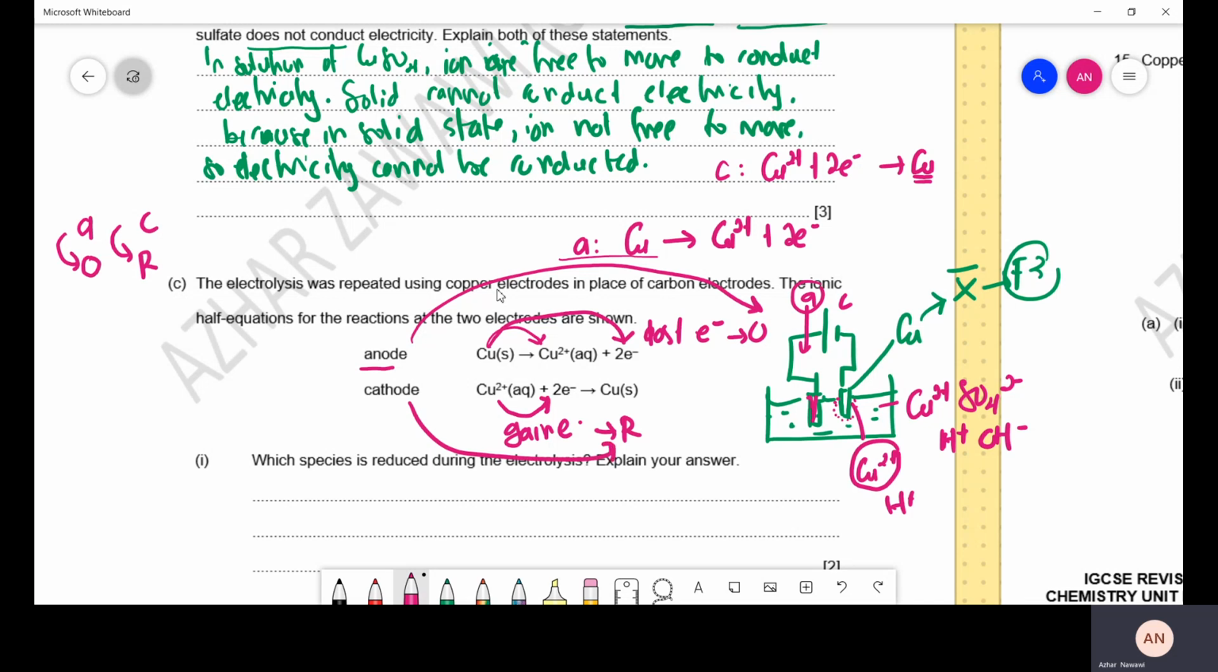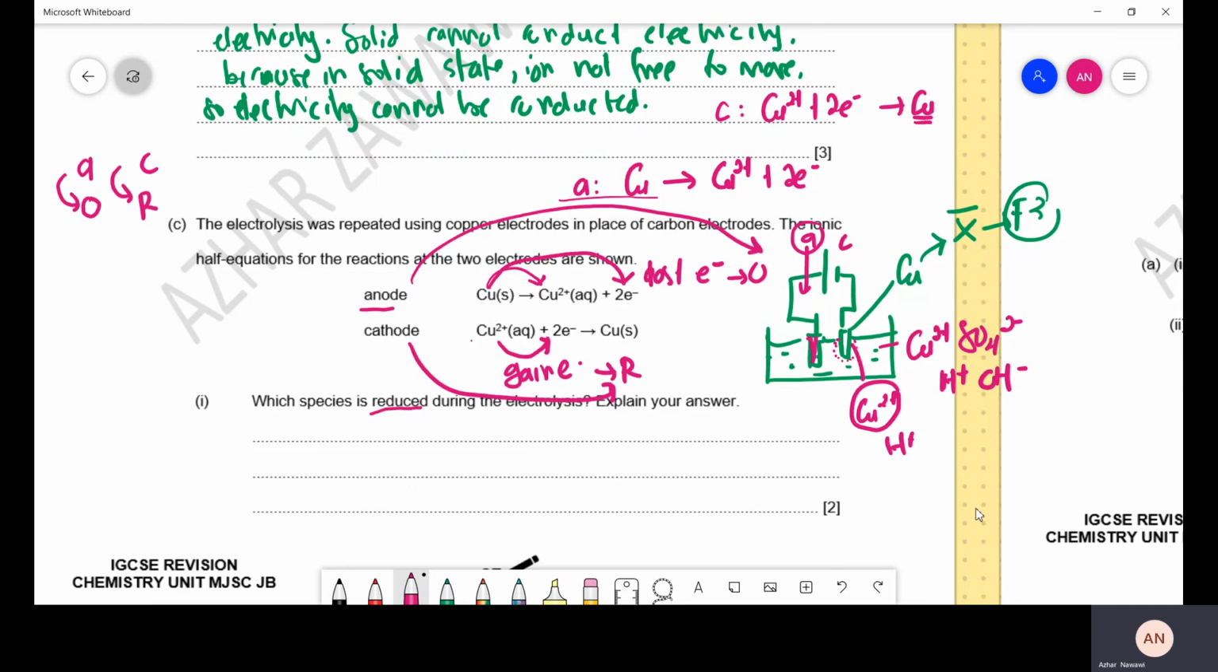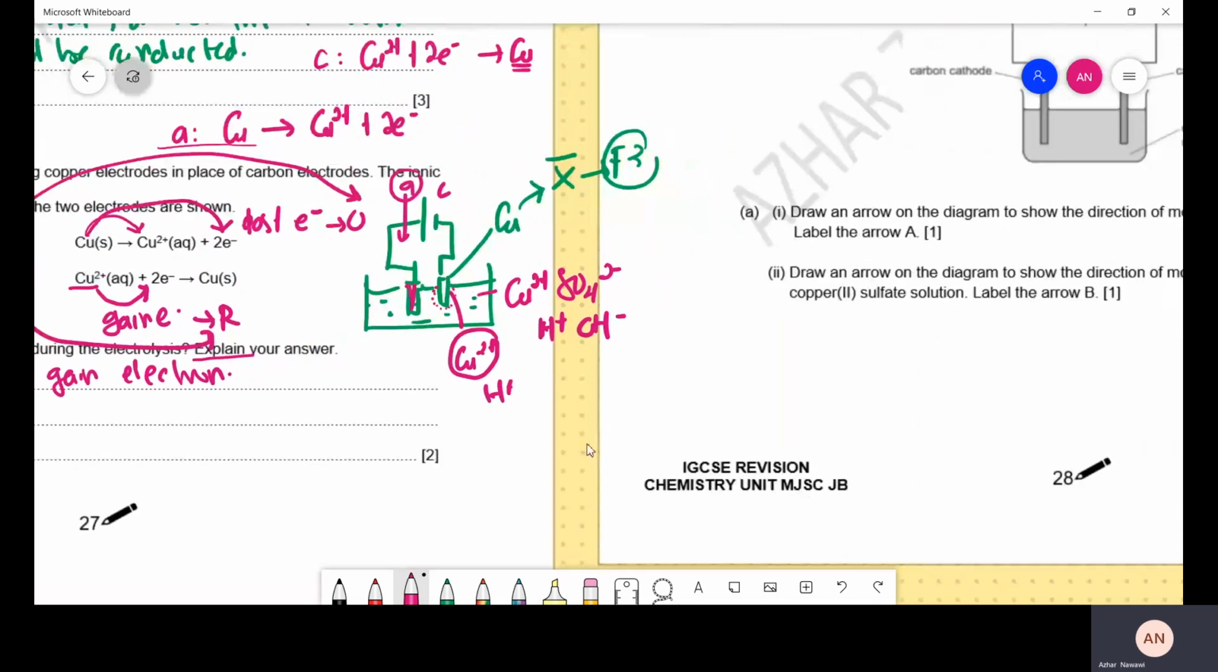Okay, which species is reduced? Reduced means reduction, so we already discussed. The one that undergoes reduction is Cu2+. So your answer is Cu2+. Explain, give the reasons why you said Cu2+. Why do you say they undergo reduction? It gains electrons. That's why it is reduction, because they gain electrons. Very easy. I already gave the tips, please remember.